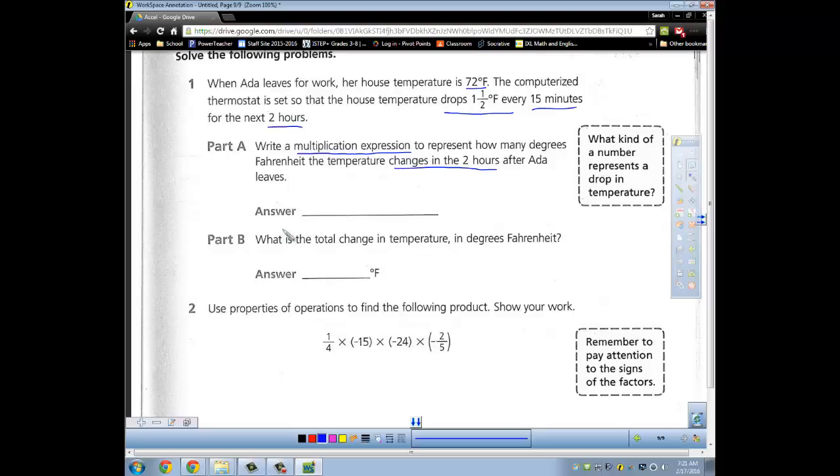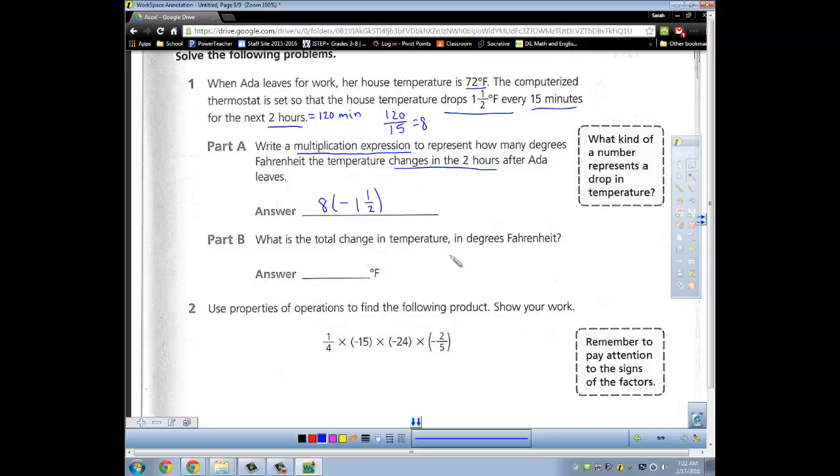So to do this, we first need to figure out how many times it is going to drop. So 2 hours, that's going to give me 120 minutes because 2 times 60 is 120. And if it drops every 15 minutes, 120 divided by 15 is going to give me 8. So it's going to drop 8 times. So I'm going to take 8 times, and then I'm going to multiply it by how much it's dropping. So if it's dropping 1.5, that's -1.5. So 8 times -1.5.